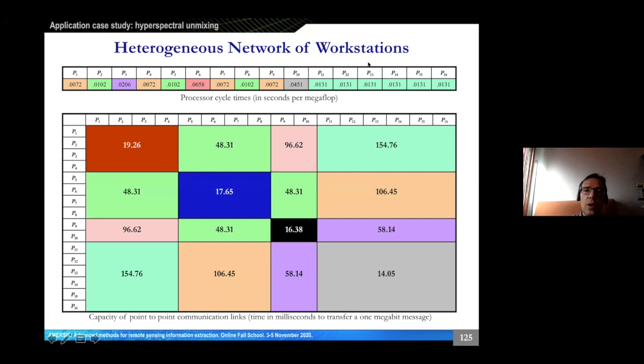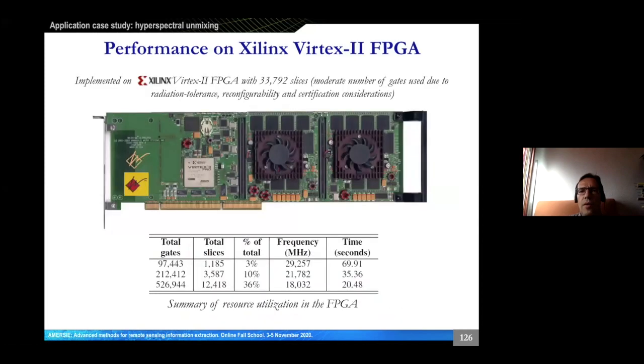This is a network of 16 processors that you can see here with different processing times. And here you can see the different communication links between groups of processors. It's a very heterogeneous system. So it was a lot of effort to implement this code, and we couldn't get real-time performance.